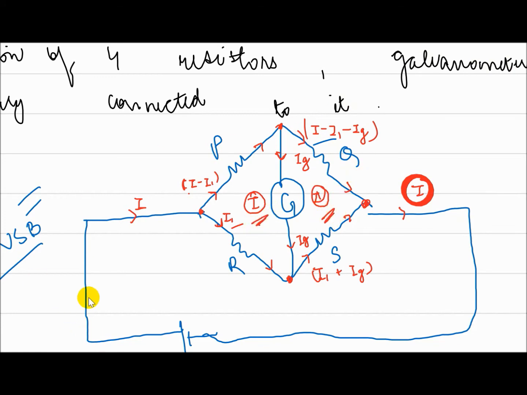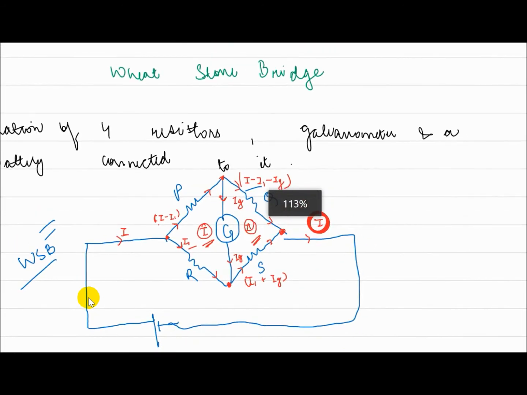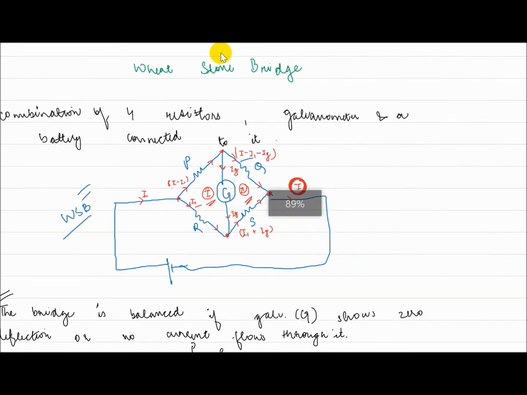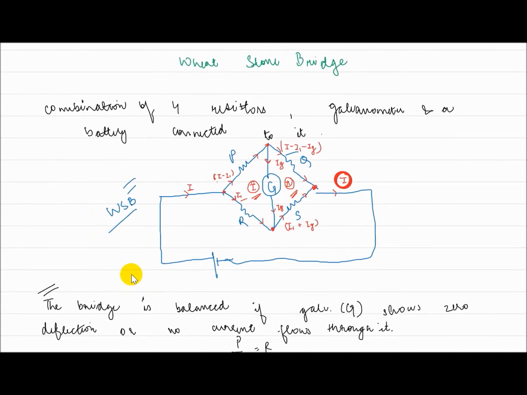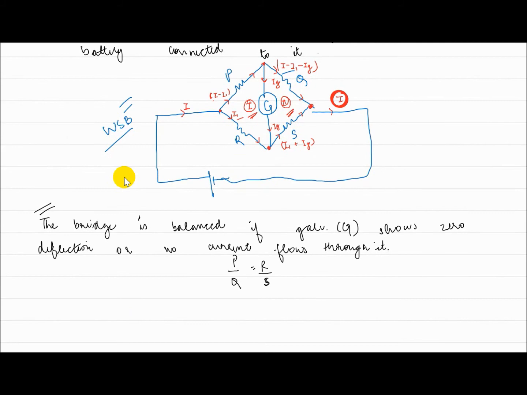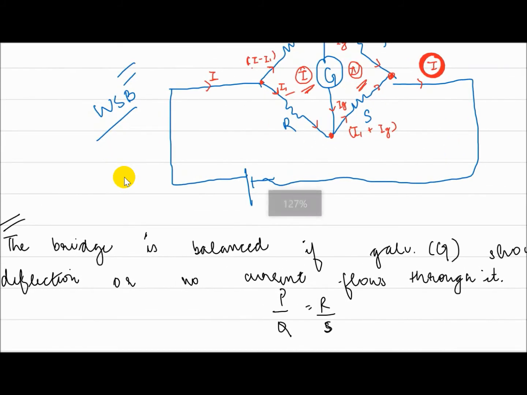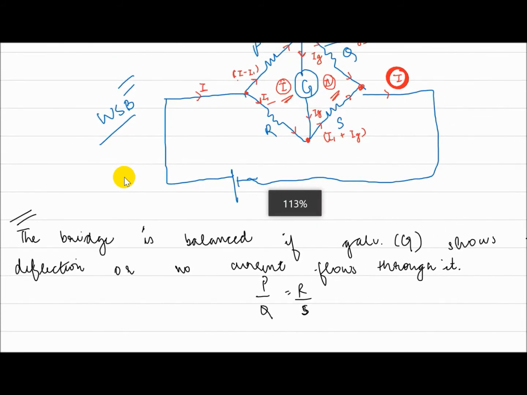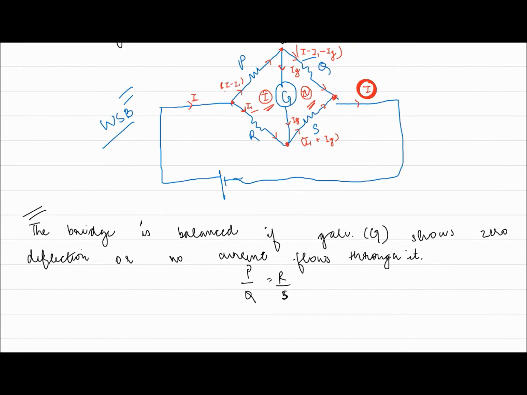Now to derive, just set the screen again. So we'll take two loops, loop 1 and loop 2.